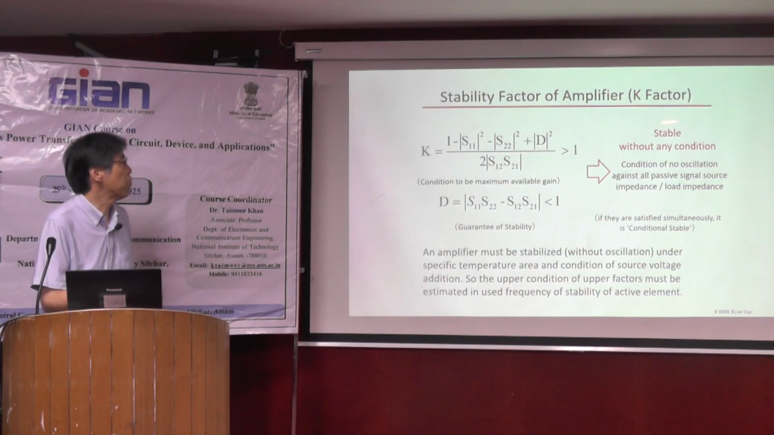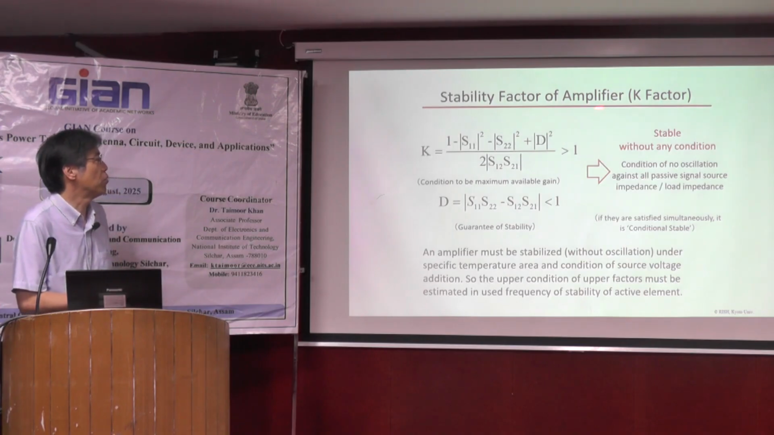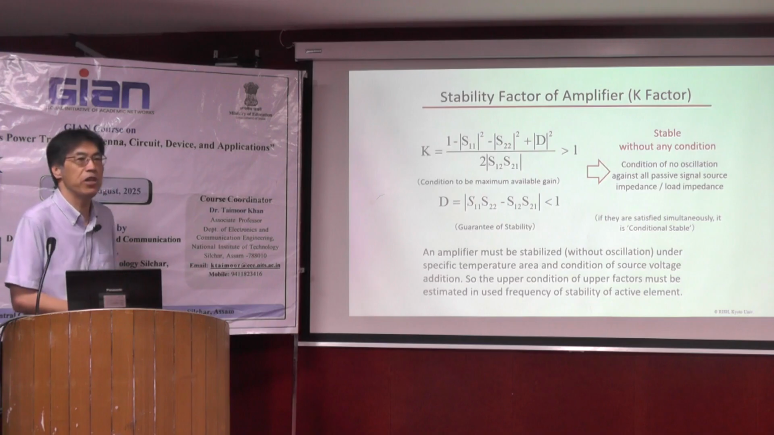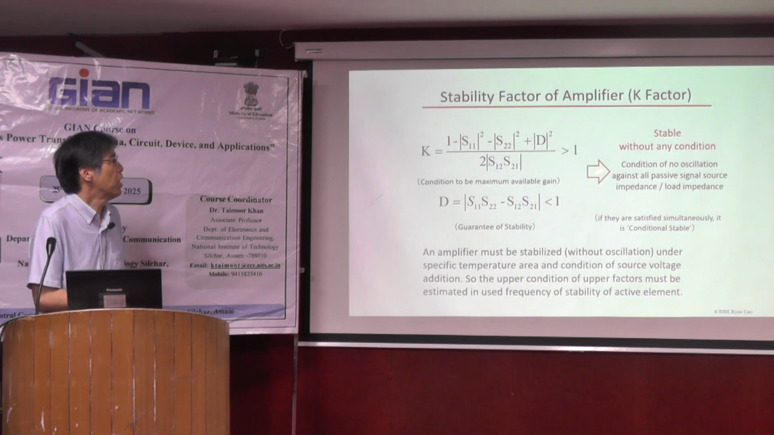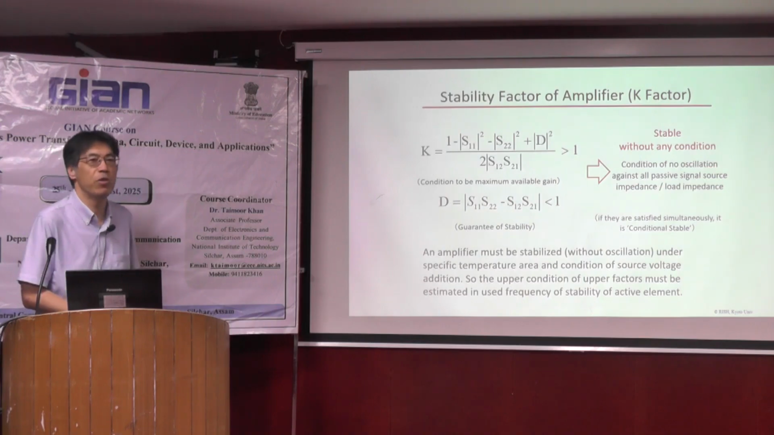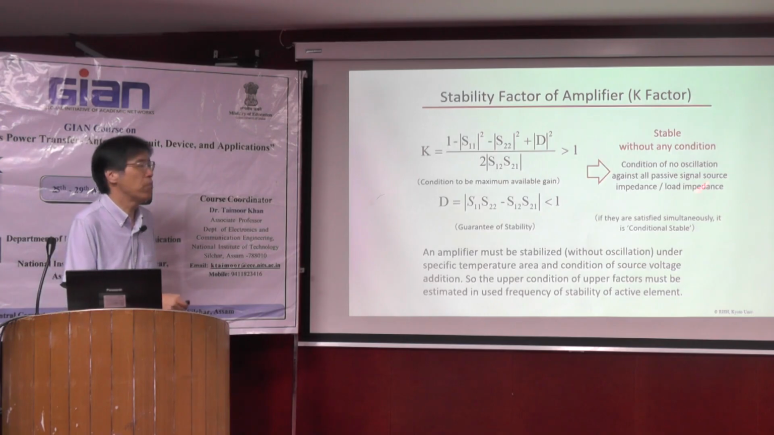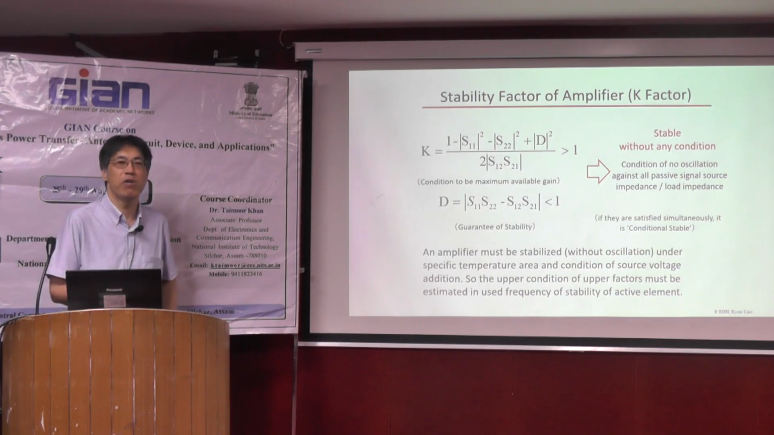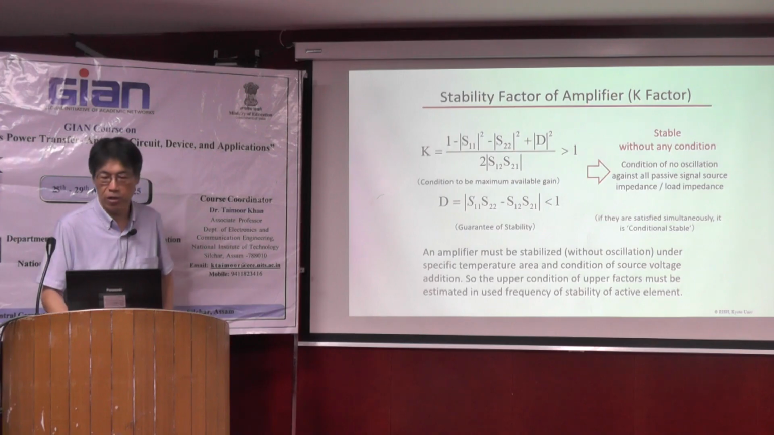And we have the other parameter to estimate the stability of the amplifier, K factor and D factor. K describes the condition to be maximum average gain, and D indicates a guarantee of the stability. Both parameters are very important. So stability without any condition, condition of no oscillation against all passive signal source impedance and load impedance. So this stability, no generation, is very, very important to design the amplifier.